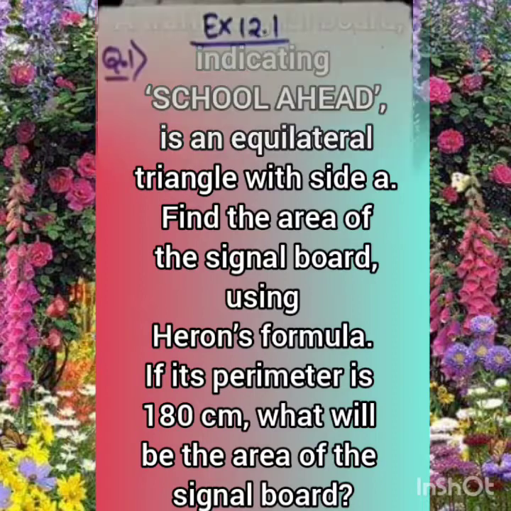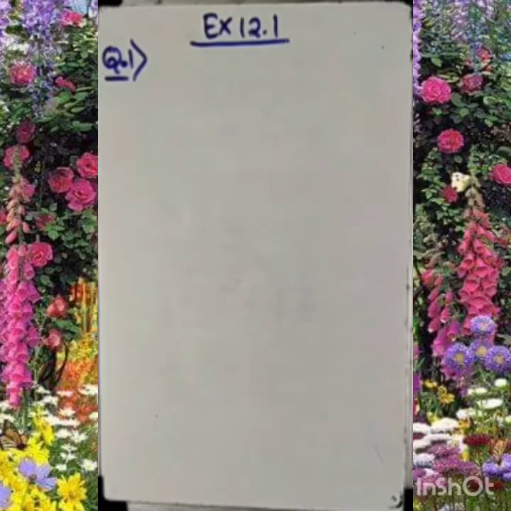Now, my dear student, you always find this signal board nearby the school under the heading school ahead, and you can see this type of signal. They are generally in a circular shape, but inside the circle you find a triangle. And which type of triangle? Equilateral triangle. So dear student, let's start the solution.